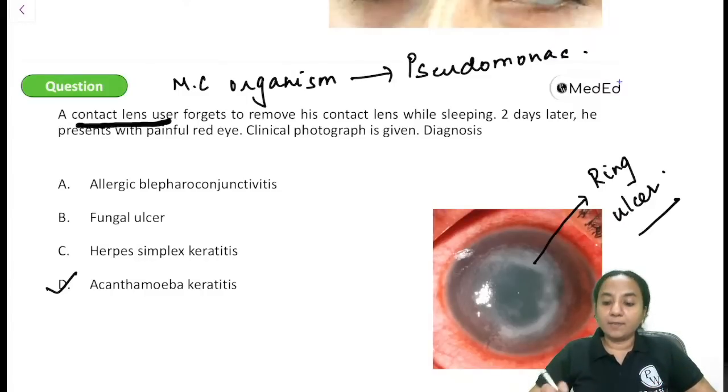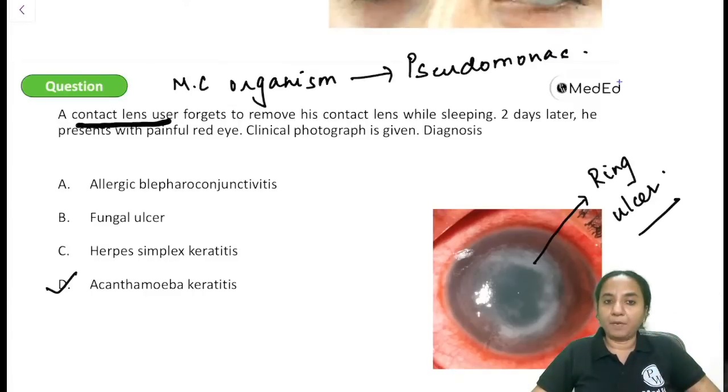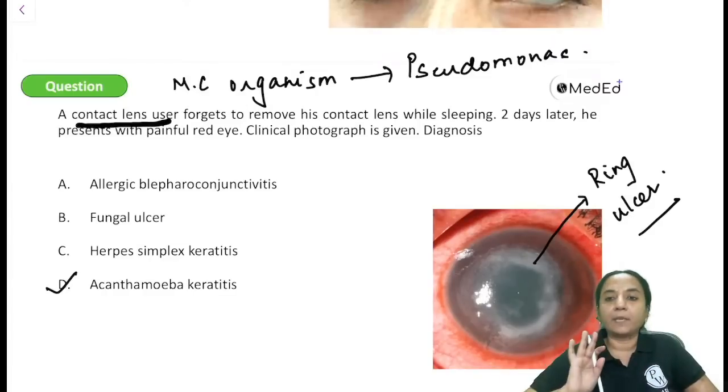So just because it is a contact lens misuser, the answer does not automatically become acanthamoeba. Why we are calling this acanthamoeba is because there is a ring ulcer, and ring ulcer is one of the things that is more specific to the diagnosis of acanthamoeba. Right? So here there is no bacterial ulcer option. That's why it made the thing much easier.